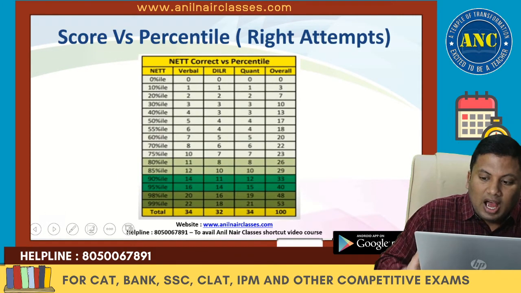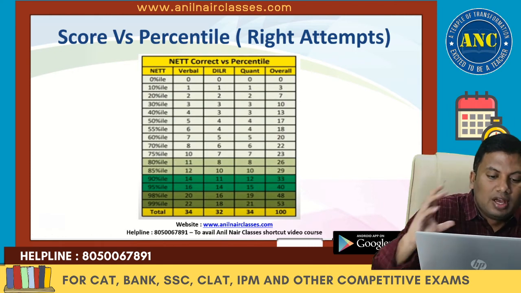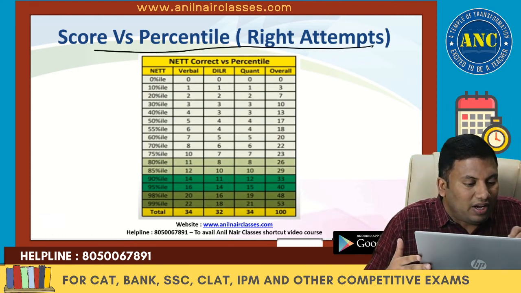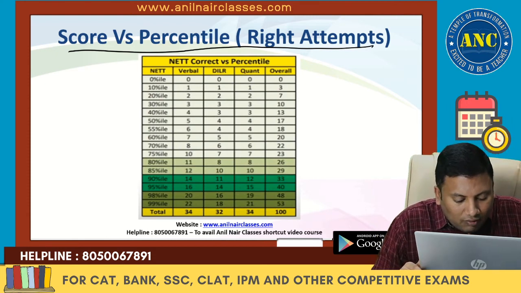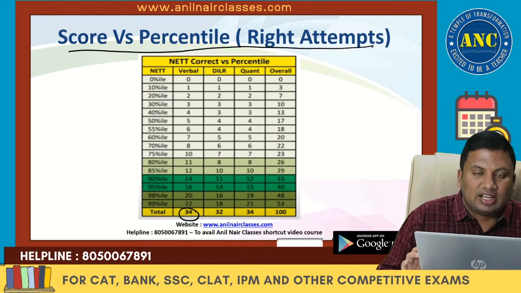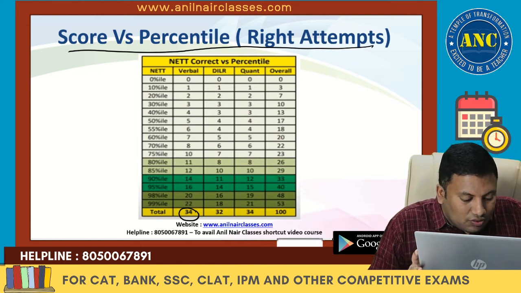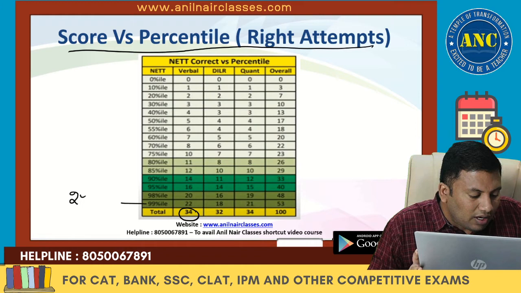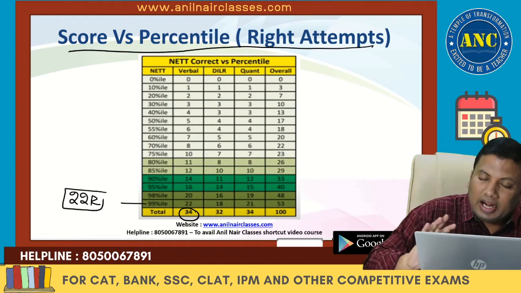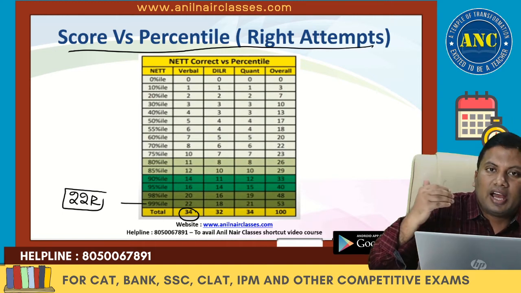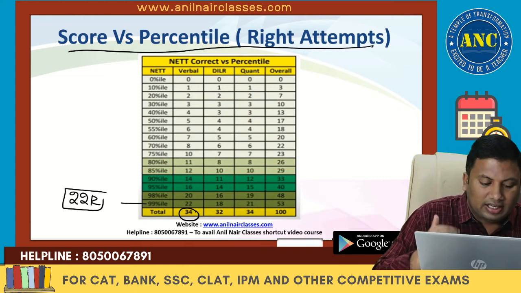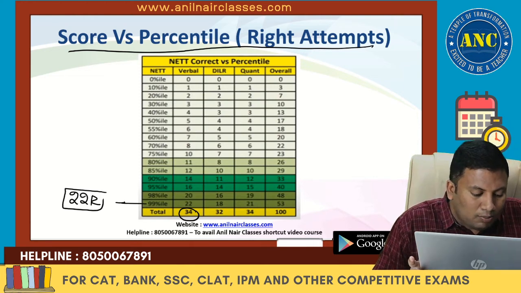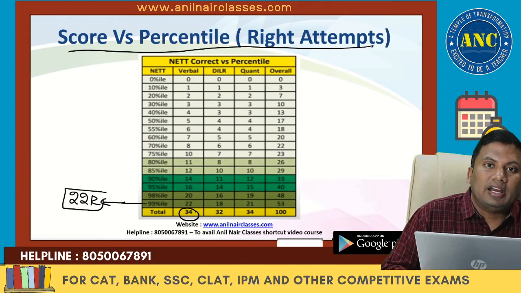Now if you see how many right attempts will give you which percentile, another very important slide for you. Total verbal ability, 34 questions are there. In case you get 22 right, all 22 questions are right, 100% accuracy. In the next slide, I will talk about accuracy versus attempts. If you get 22 right, you are almost there in the range of 99 percentile.